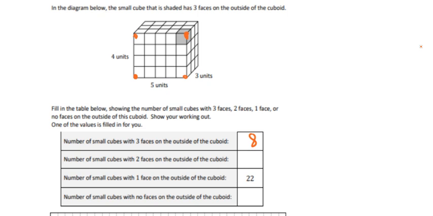Now the number of small cubes with 2 faces on the outside. The corner ones won't count here, but the other ones on an edge will count. So this here, that's 1, 2, 3. Then if you look down the sides, 4, 5, 6, 7 on the other side, and then on the bottom, 8, 9, 10. So that's 10 on the face that's facing us here. There'll be 10 on the back as well.